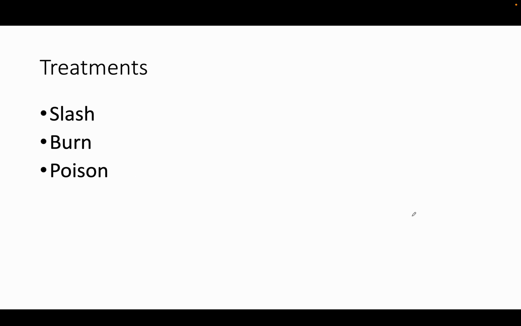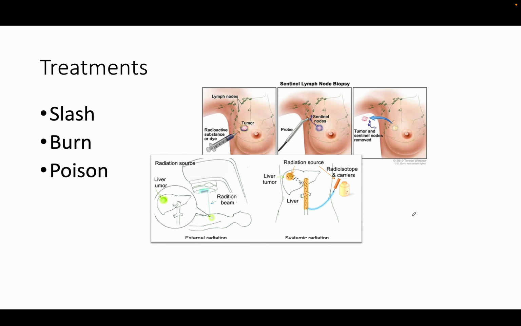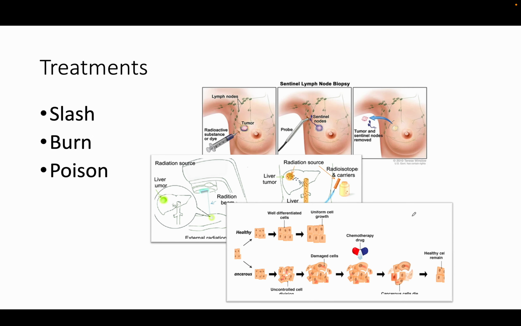And so the ways that we treat them are slash, which is surgery, cut it out; burn, which is basically shooting it with radioactive beams that will cause enough DNA damage that the cells go through apoptosis or cell suicide. And then poison is chemotherapy. So chemotherapy, it targets actively dividing cells. And since cancer cells are often going through mitosis more often than other cells, they tend to die.